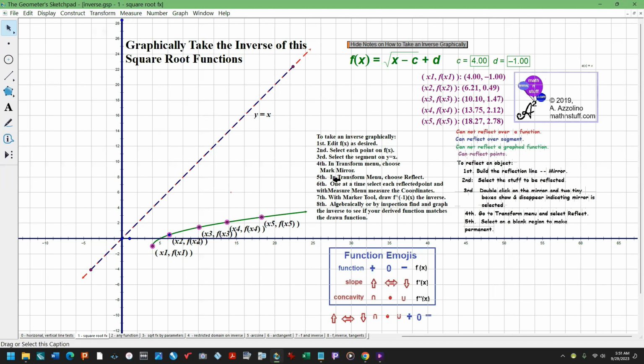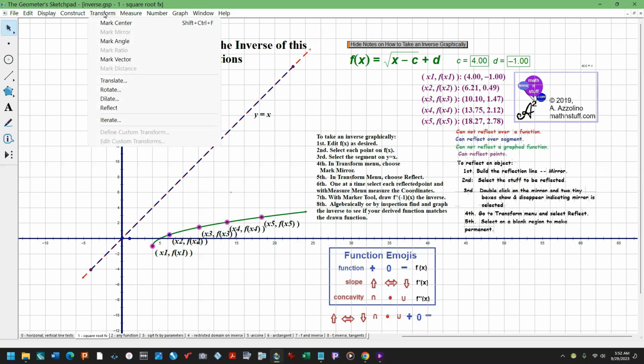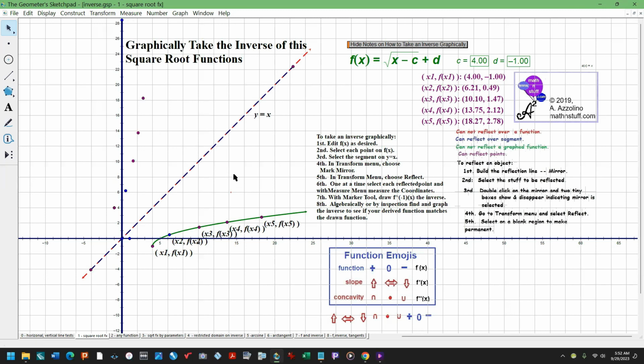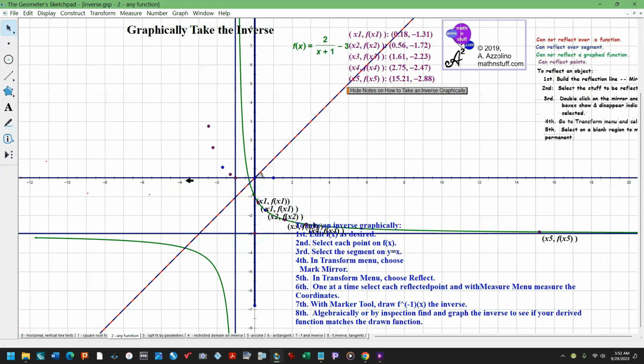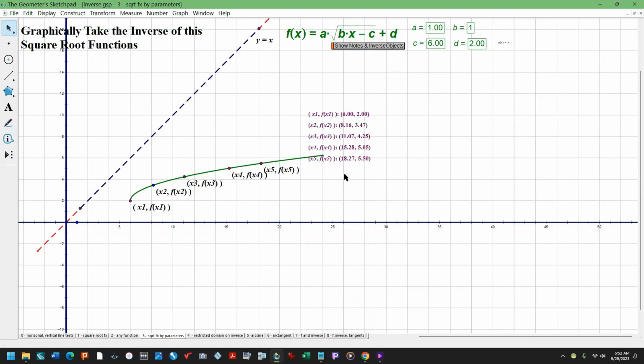Then choose reflect. Bingo, it did it. Then with the marker tool, attempt to draw in the functions. This I am not good at drawing. That's the best I can do. I think you can see that one is a reflection of the other. I'm going on. Here it lets you put in any function you want. Here you can set your function by parameters rather than typing the whole function.